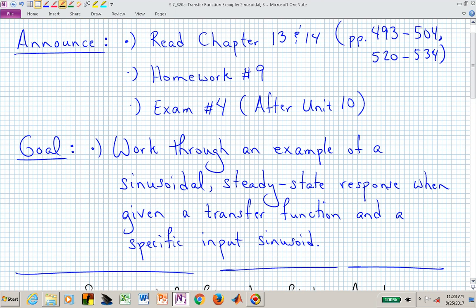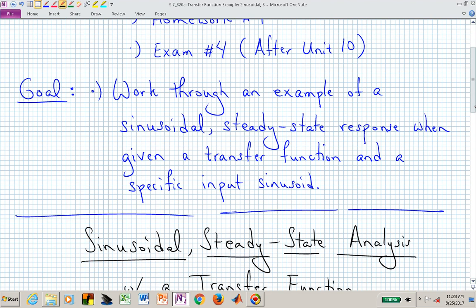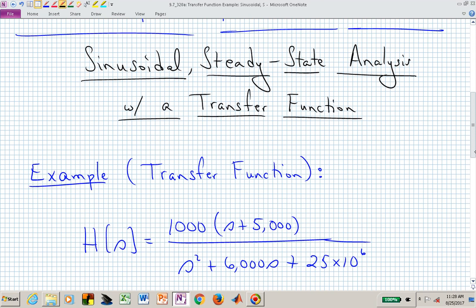In this video, what we want to do is work through an example where now the work has been done. Now all we have is a transfer function. Find the sinusoidal steady state output of a system when we excite it with a sinusoid, and we already have the transfer function of that particular system.